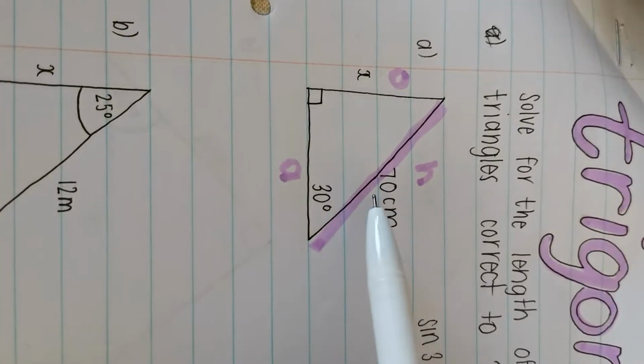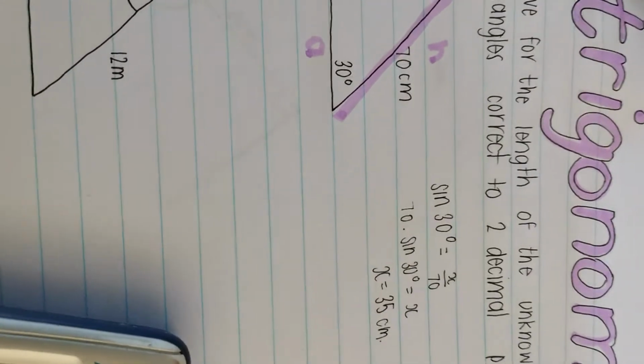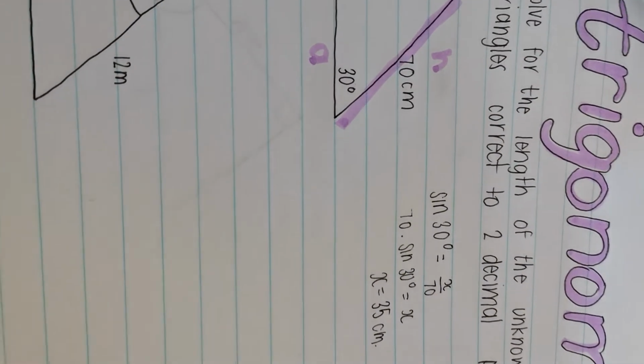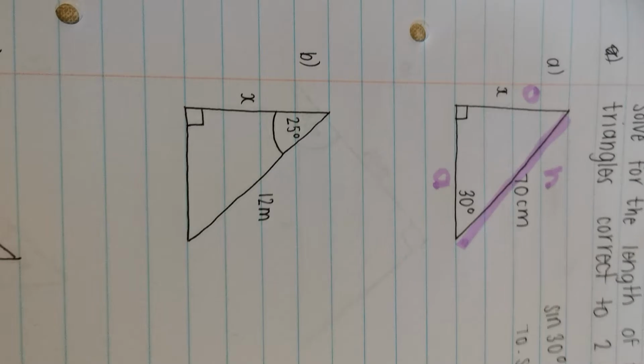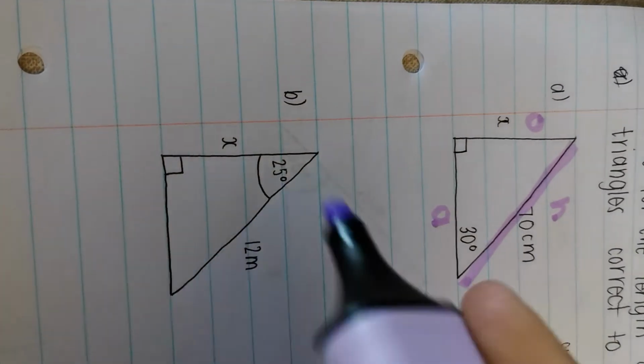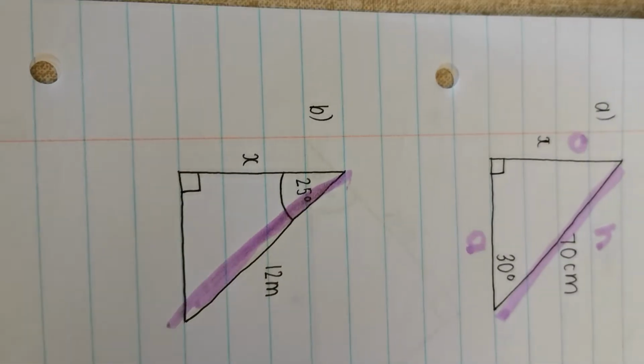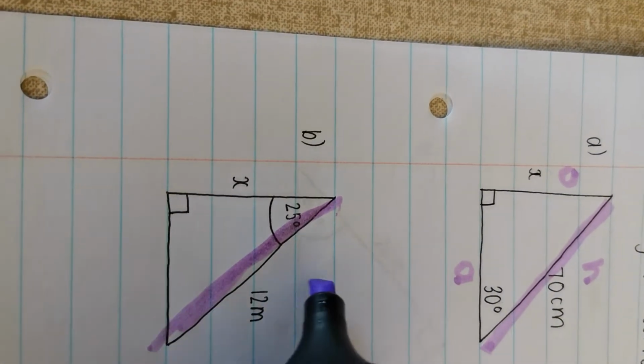Okay, let's just go back. It was working in centimeters, so I'm going to write centimeters. Let's do another example. We're going to go all the way till F, so 6 examples. In this one, my hypotenuse is this part over here. It's opposite the right angle, so this side is the hypotenuse.